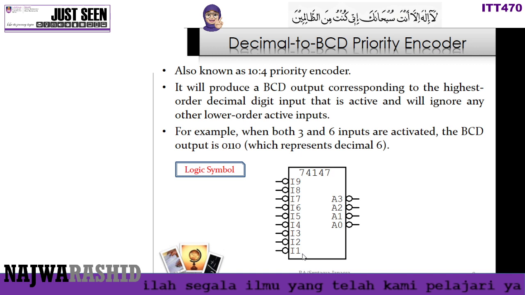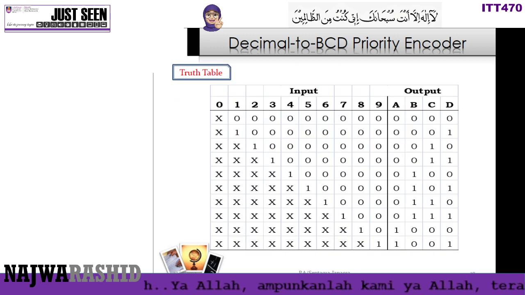Okay, we have 1 until 9, and then we have the output based on the BCD. So we have 4 outputs, A, B, C, D also. So this is the truth table for the decimal to BCD priority encoder. The input we have from 0 until 9 because these are decimal numbers, and then we have the outputs A, B, C, and D.